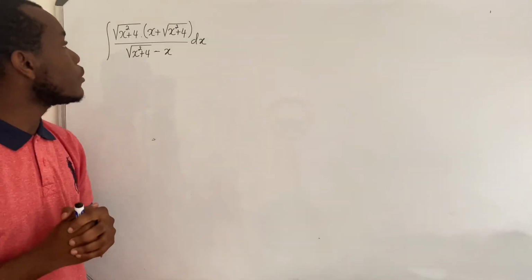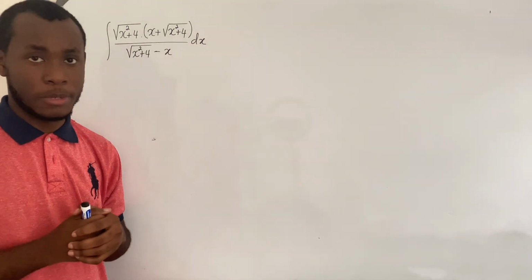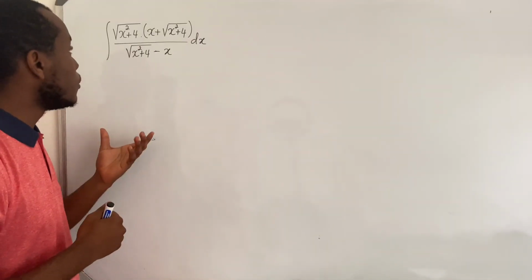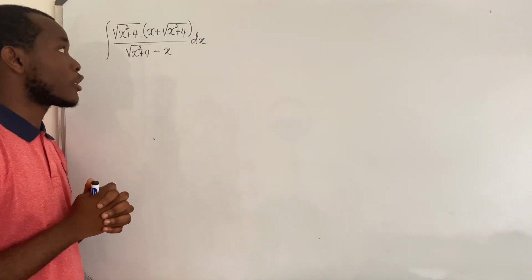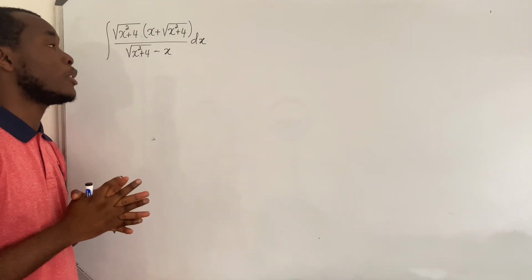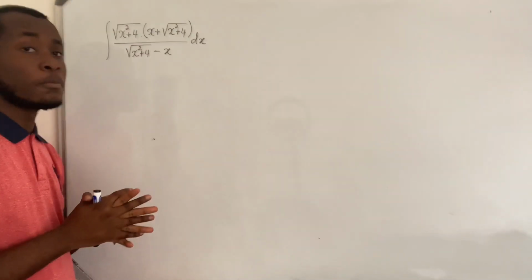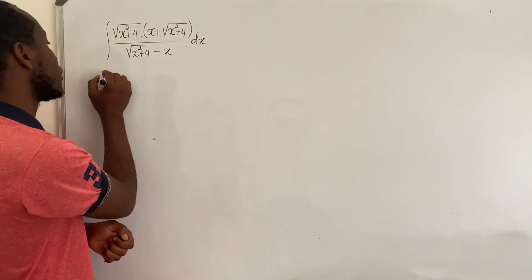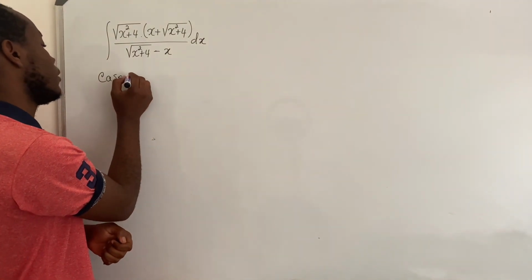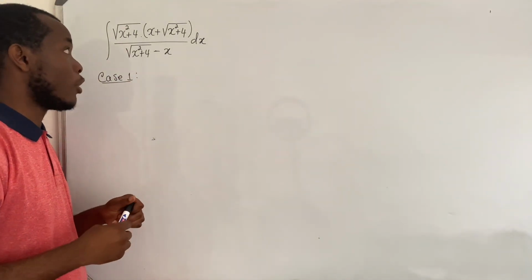Today we have this integral and we're going to apply the first case of the Euler substitution method. We have the integral of (square root of x squared plus 4 times x plus square root of x squared plus 4) all over (square root of x squared plus 4 minus x) dx. The first case of Euler substitution method is what we are applying in this problem.